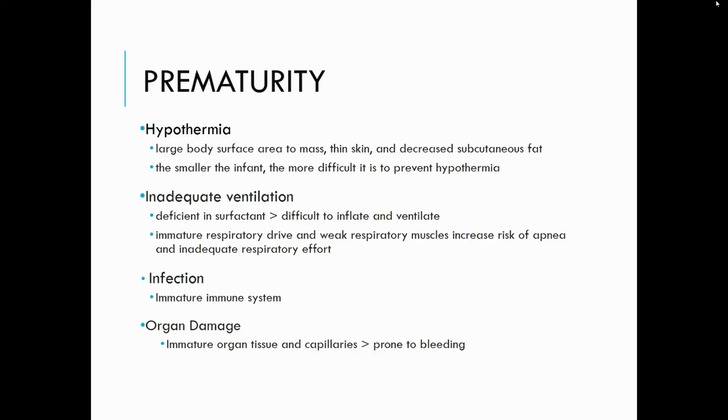Other things that you want to think about because of prematurity is inadequate ventilation. This is basically because they're deficient in surfactant, so you may need to give surfactant to help them out a little bit. And then their immature respiratory drive and their weak respiratory muscles increase their risk of apnea as well, which also leads to decreased respiratory effort. They are also at risk of infection because their immune system is not mature yet. And then organ damage as well, because of immature organ tissue and capillaries, which put them at increased risk of bleeding as well.